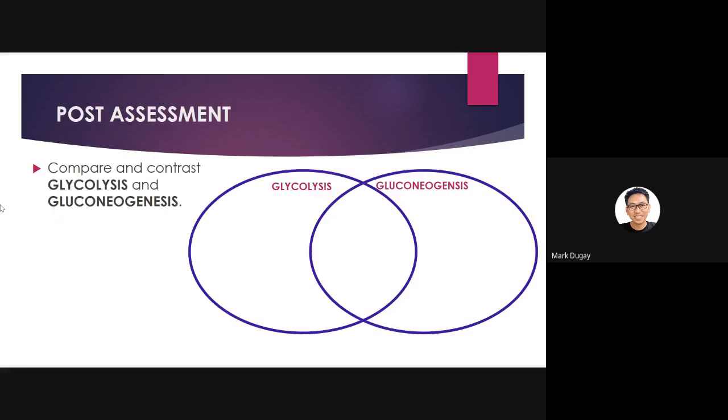So again, to check for understanding on the topic presented, I would like you to go over the Venn diagram you had earlier and write what you learned about the differences and similarities between glycolysis and gluconeogenesis, considering their pathways, reactions, enzymes involved, and the like.